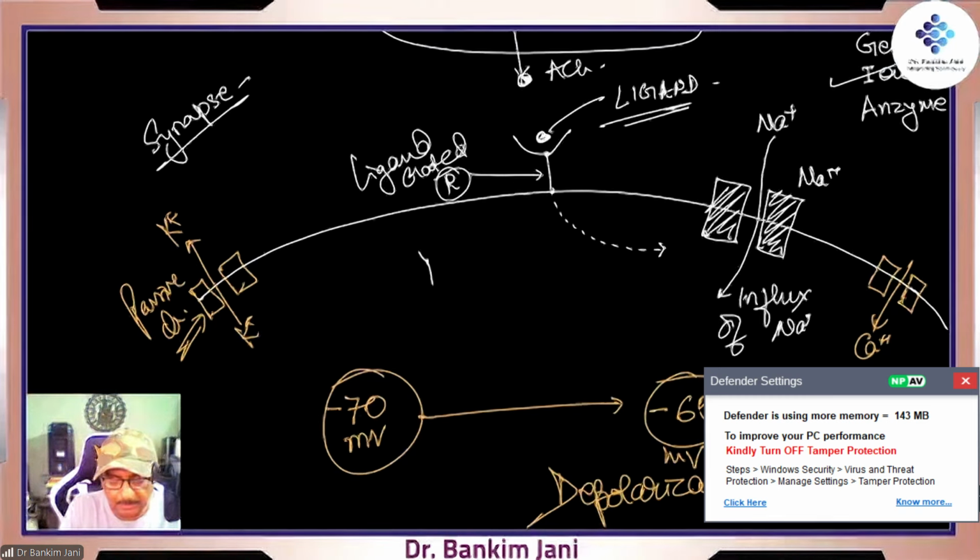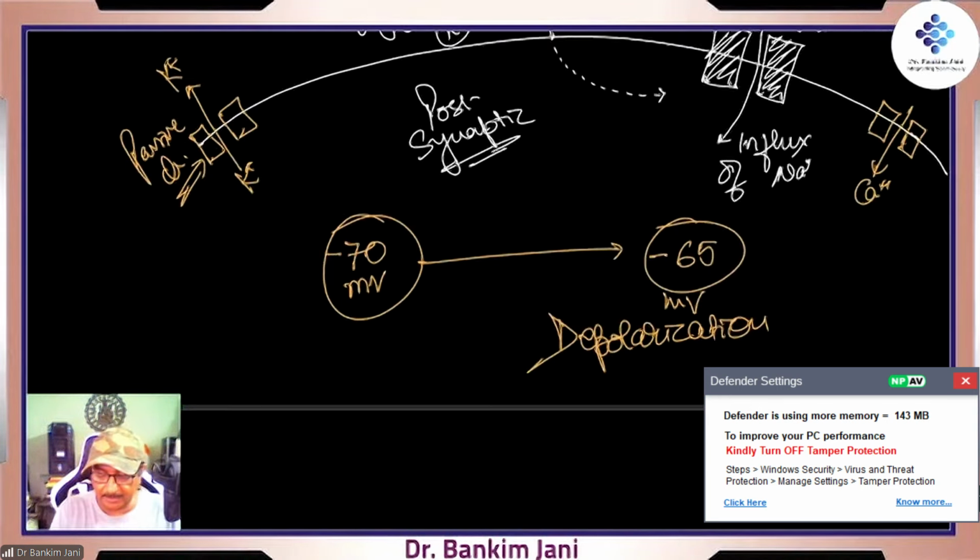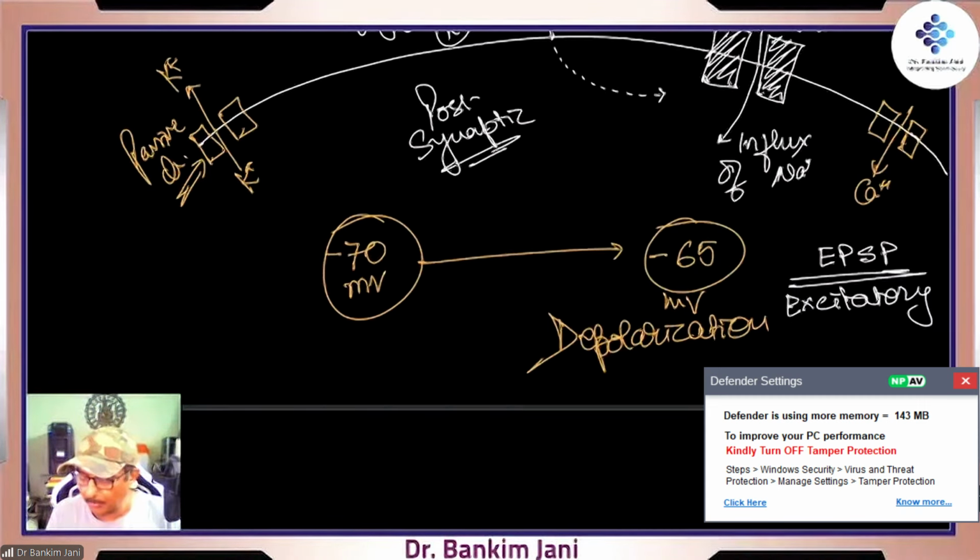This depolarization occurred because this area is called the postsynaptic. After the synapse, this signal came and increased it. So we call this EPSP, excitatory post-synaptic potential. The current which is going is after the synapse. So this is what is happening.